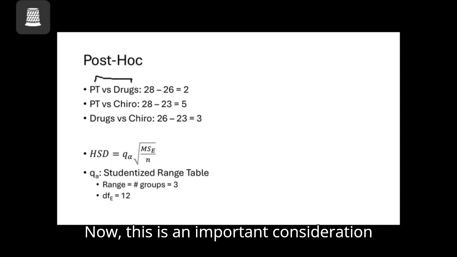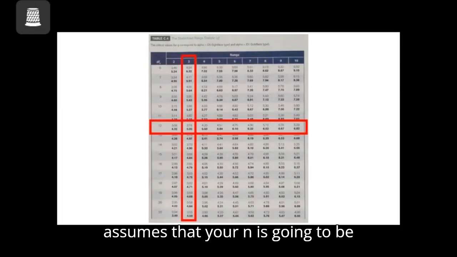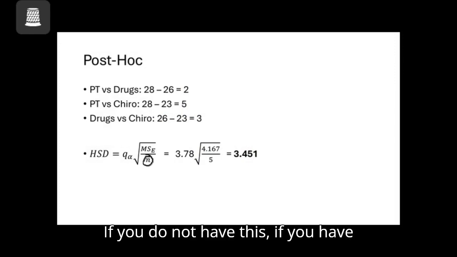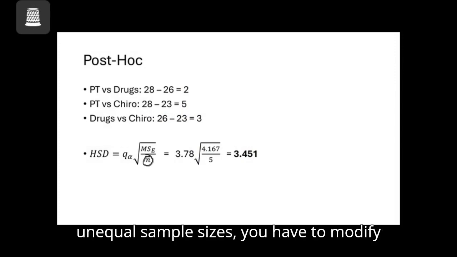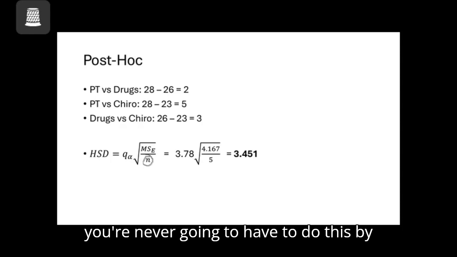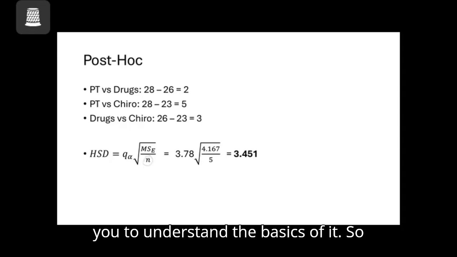Now, this is an important consideration, because the way that this test is done, it assumes that your N is going to be equal for both of your groups. If you have unequal sample sizes, you have to modify this equation a little, but we're not going to worry about that because frankly, you're never going to have to do this by hand in your life, but it's important for you to understand the basics of it.